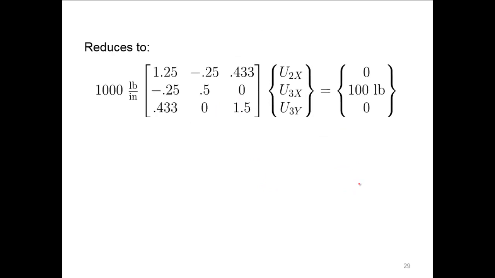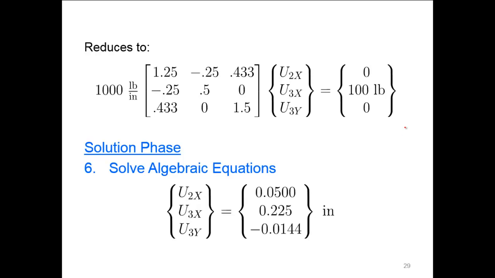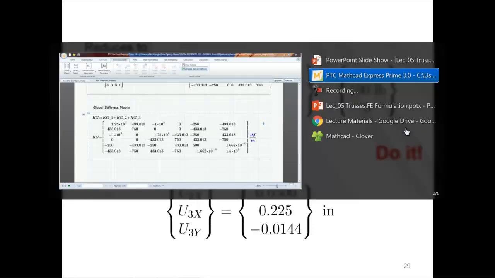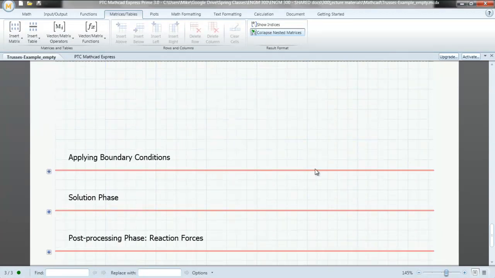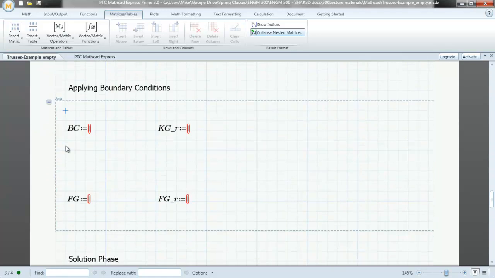So we can reduce that matrix down to this, which I'll show you here how to do in a sec. All right, and we can solve that linear system of equations and come up with these values for our displacements. All right, so let's go do that. All right, so we're going to apply boundary conditions.